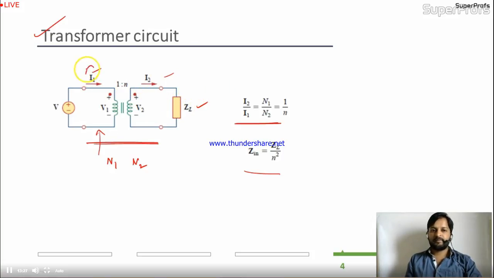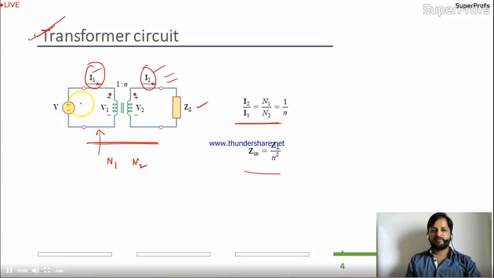And see, because of this I1, some voltage will develop. Due to this voltage, the coil will generate a magnetic field. That magnetic field will link to the secondary coil and will generate some voltage in the secondary. Due to that, we are getting this current I2. Right? So this is the transformer circuit. So here we can get the current in the secondary because of the primary.